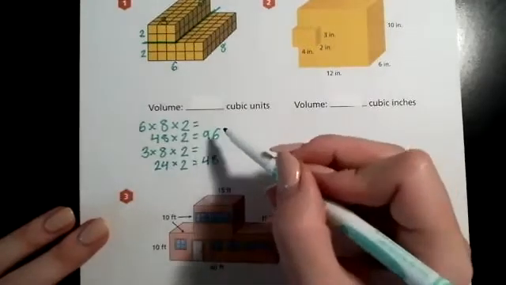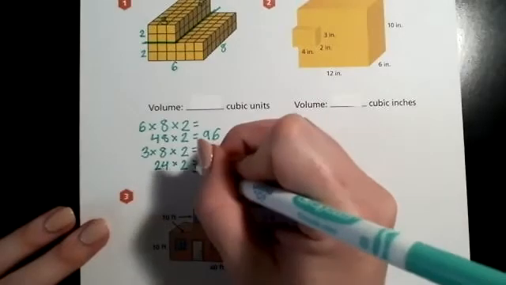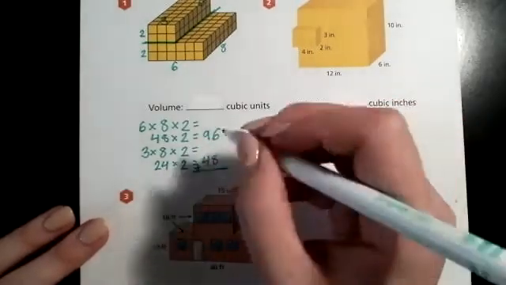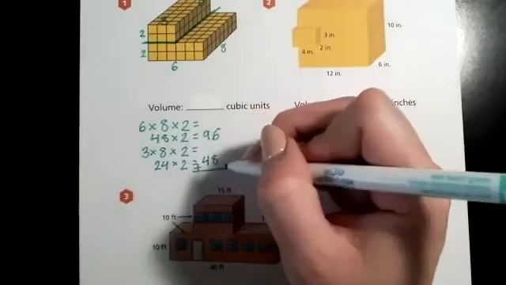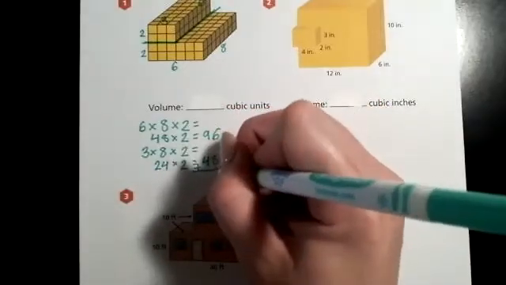Okay, so I had 96 for the bottom, 48 for the top. I need to add those up to find my total. So 96 plus 48, that's going to be, let's see, 6 plus 8 is what? Sorry, I forgot you guys aren't here with me. That would be 14.